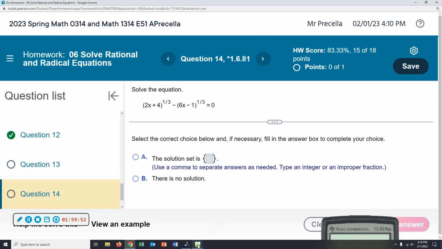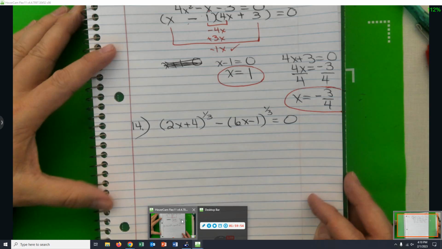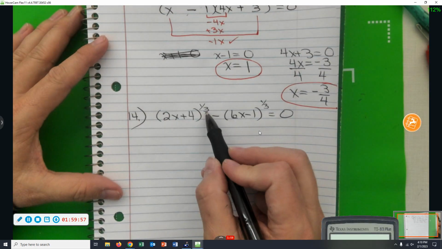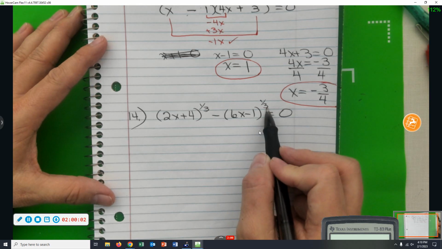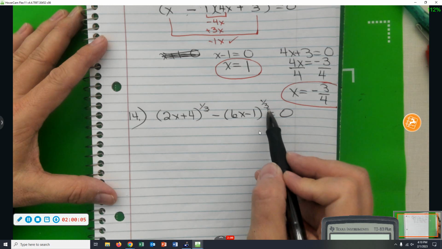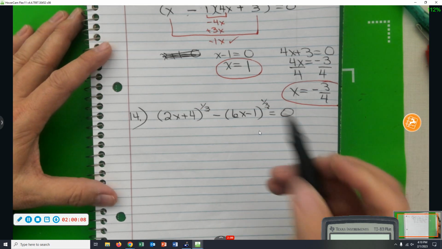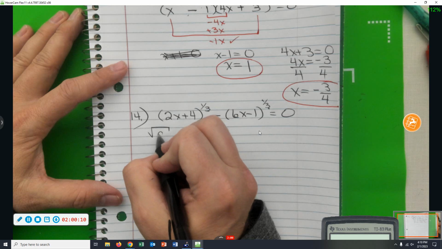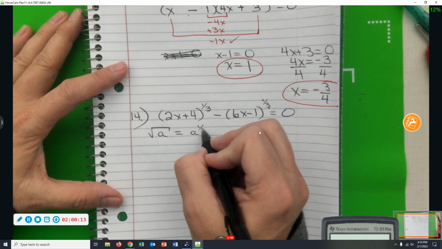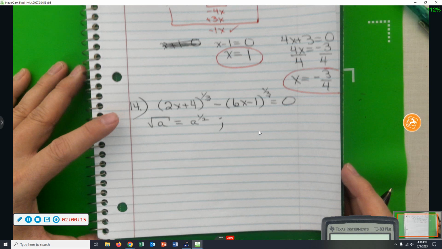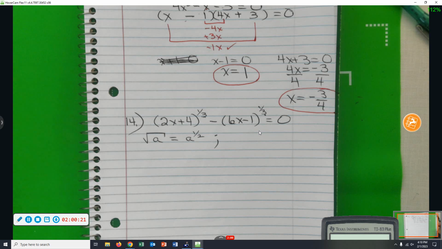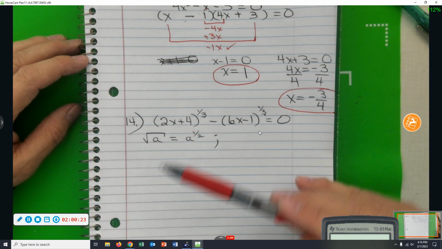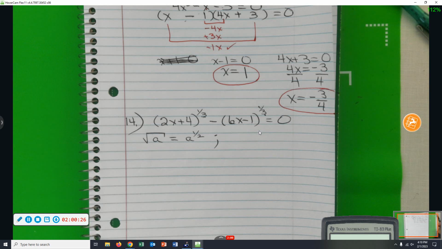Here's something that you'll want to remember. It's a rule of exponents that a fractional exponent is another way of representing a radical. An exponent of 1/3 is the same thing as a cube root. The square root of a is the same thing as a to the 1/2. The cube root of a is a to the 1/3. Write the cube root and the fraction in red.